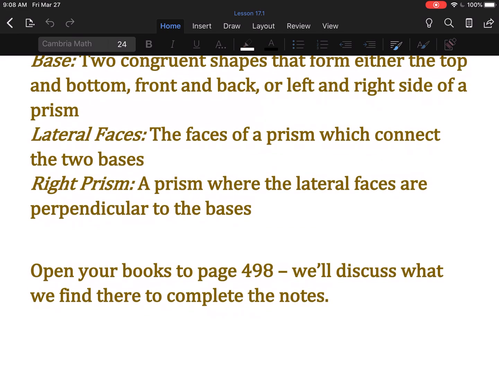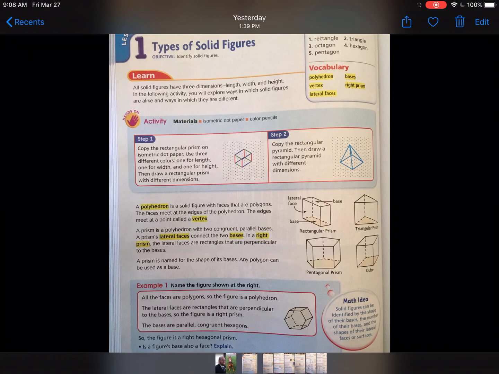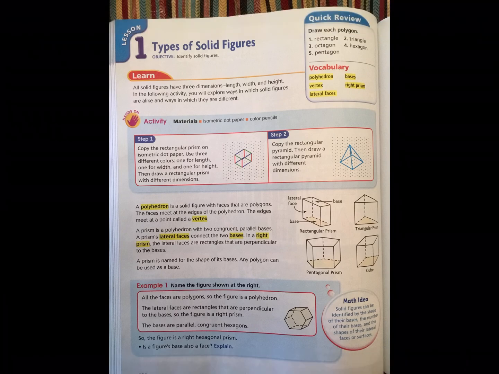So if you have your textbook with you, you can turn it to page 498, and if you don't, I'm going to jump to page 498 because, book, I have it. So here's a picture of page 498. And all of those vocabulary words we just went over are here and highlighted in yellow.